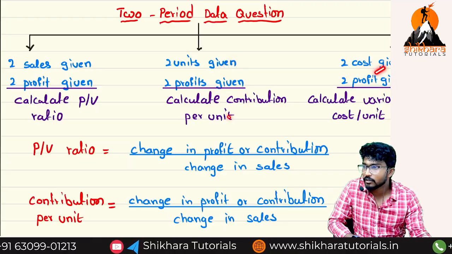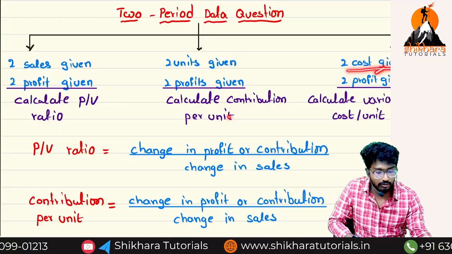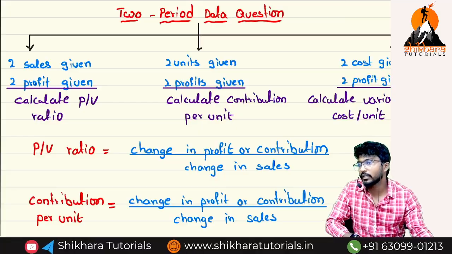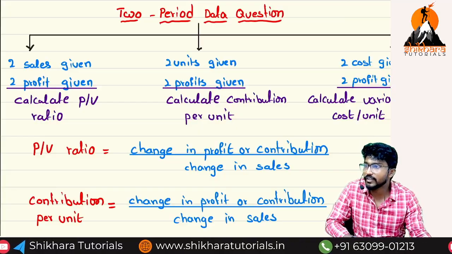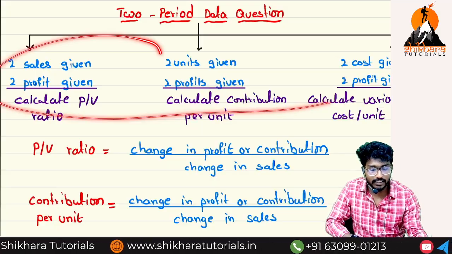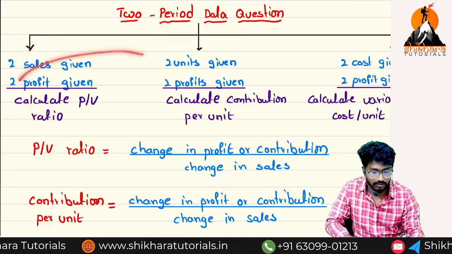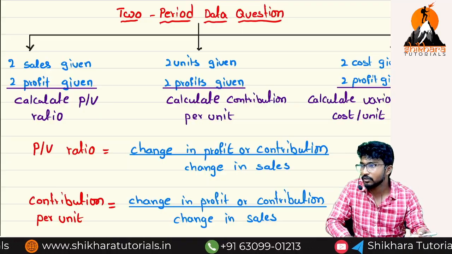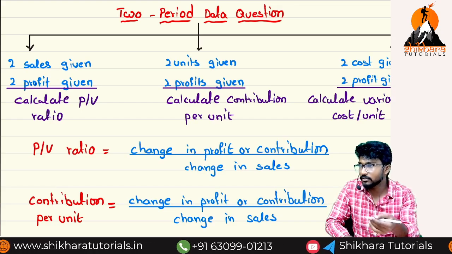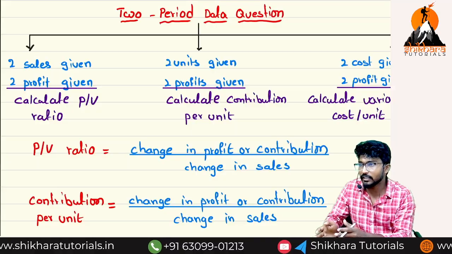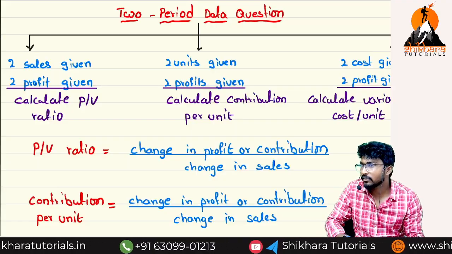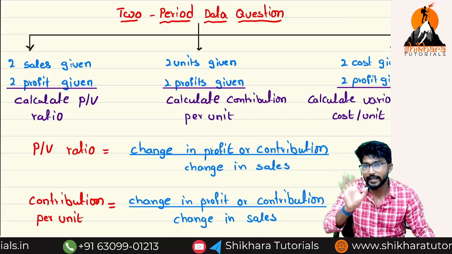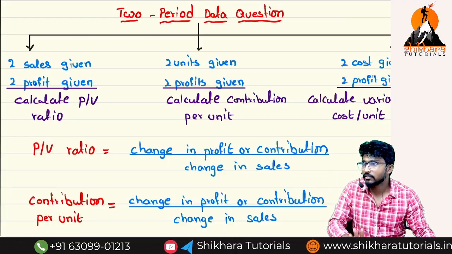Now, if 2-period cost is given and 2-period profit is given, then it is possible to calculate variable cost per unit. Why? In all cases, fixed cost is constant. Whatever is changing is due to which one, Nana? This contribution only. Fixed cost is already constant. If profit is changing, then what is changing? If, for example, your contribution is 10 lakhs. Out of 10 lakhs, fixed cost is 5 lakhs.